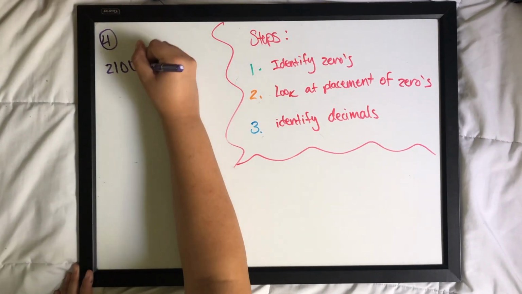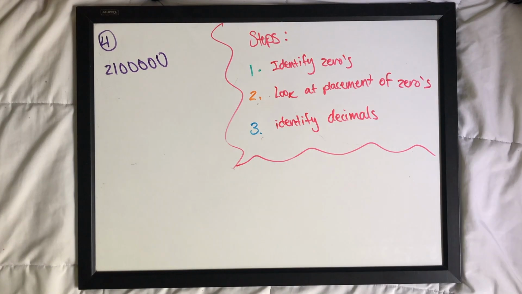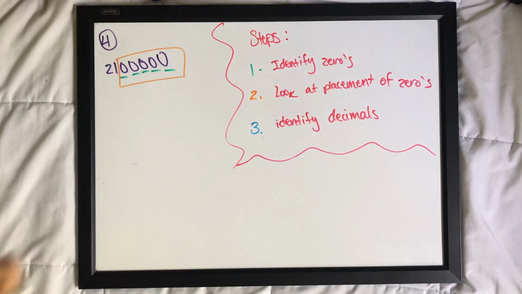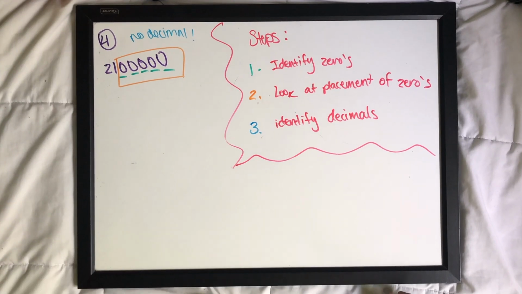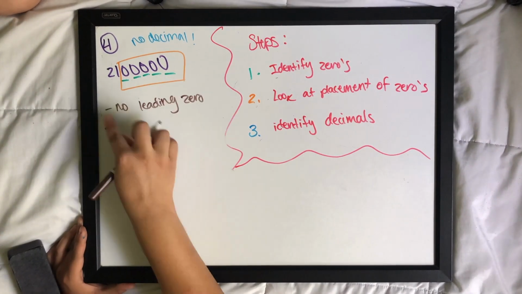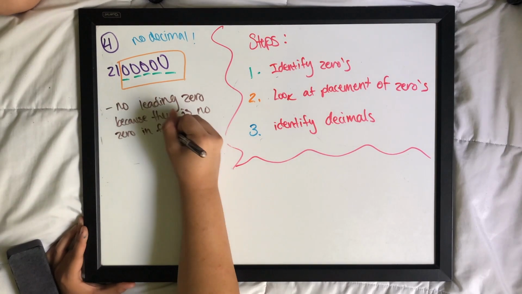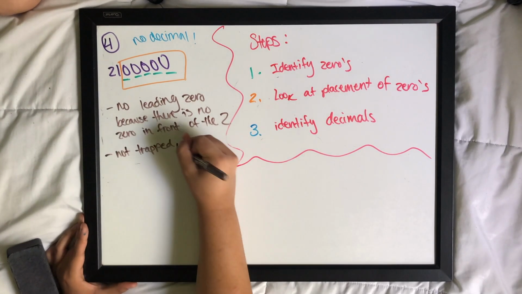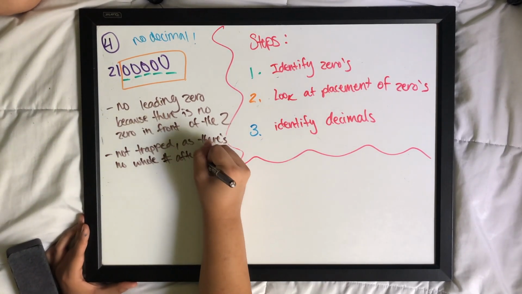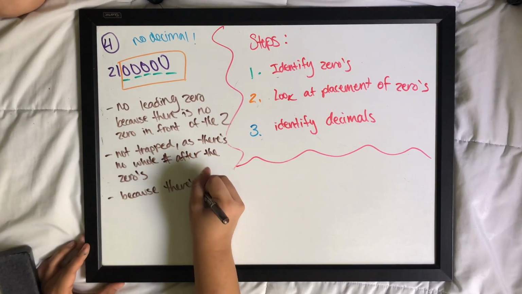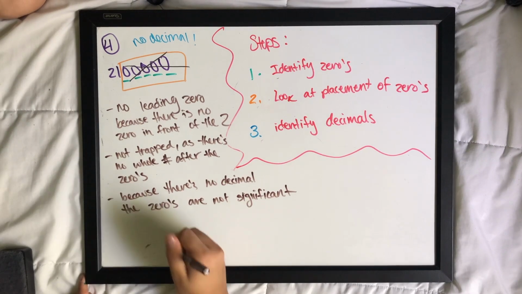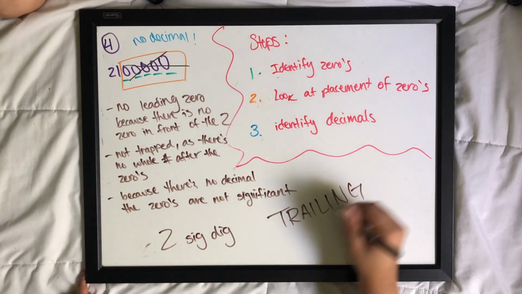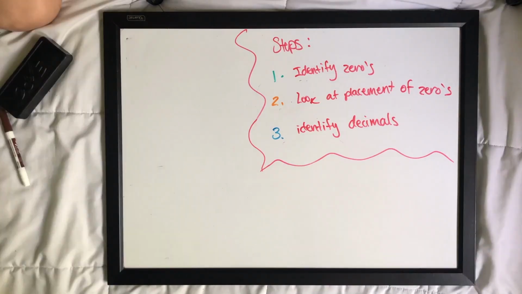Now on to number 4. So we're going to identify the zeros and their placement, and there is no decimal in this number. It's important to note that there are no leading zeros because there are no zeros in front of the 2. There's also no trapped zeros as the zeros are not in between whole numbers. And because there is no decimal, the trailing zeros at the end are not significant, which means that we have 2 significant digits and trailing zeros.